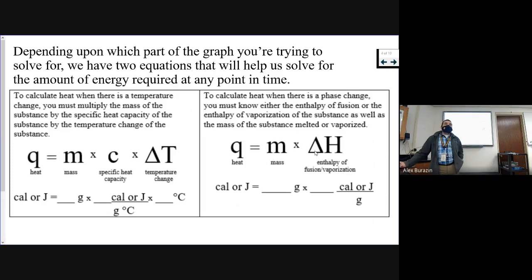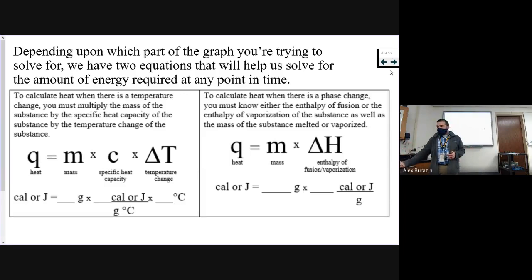Q equals m delta H. M is still mass. Q is still heat. The delta H is either of fusion or of vaporization. It just depends upon which one you need. Are you melting or freezing it? Sweet. Use the enthalpy of fusion. Are you boiling or condensing it? Sweet. Use the enthalpy of vaporization. You use the delta H based on which phase change you have going on.